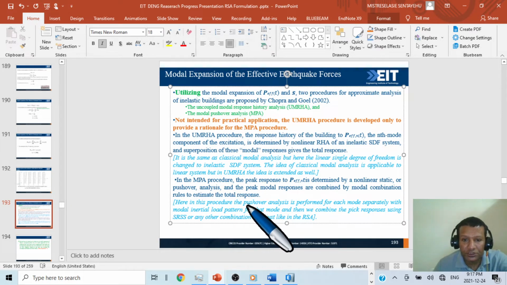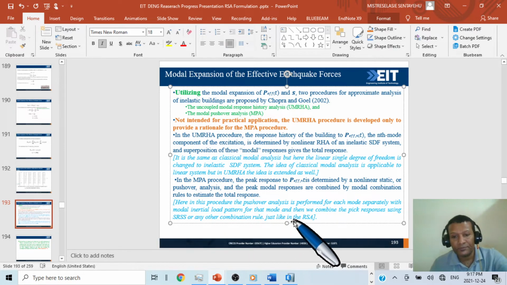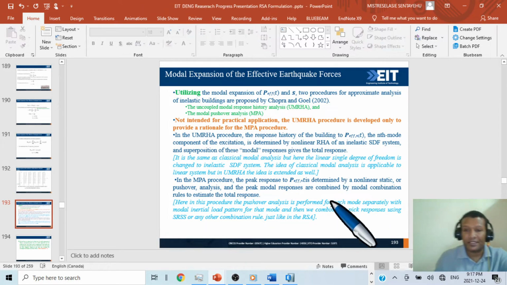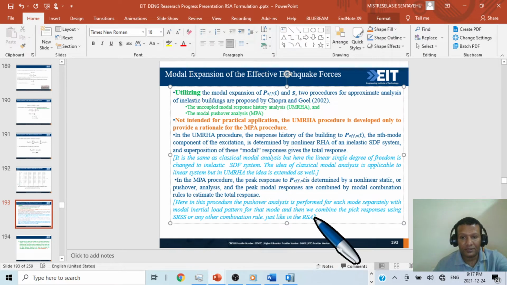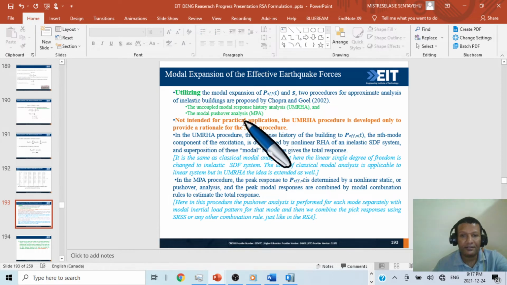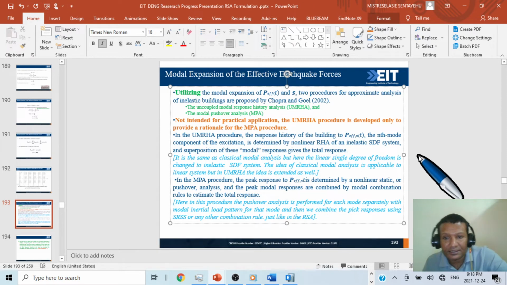Here in this procedure, the pushover analysis is performed for each mode separately, with the modal inertial load pattern for that mode, and then we combine the peak responses using SRSS or any other combination rule, just like response spectrum analysis. So this is the copy of response spectrum analysis, and UMRHA is the same as classical modal analysis.